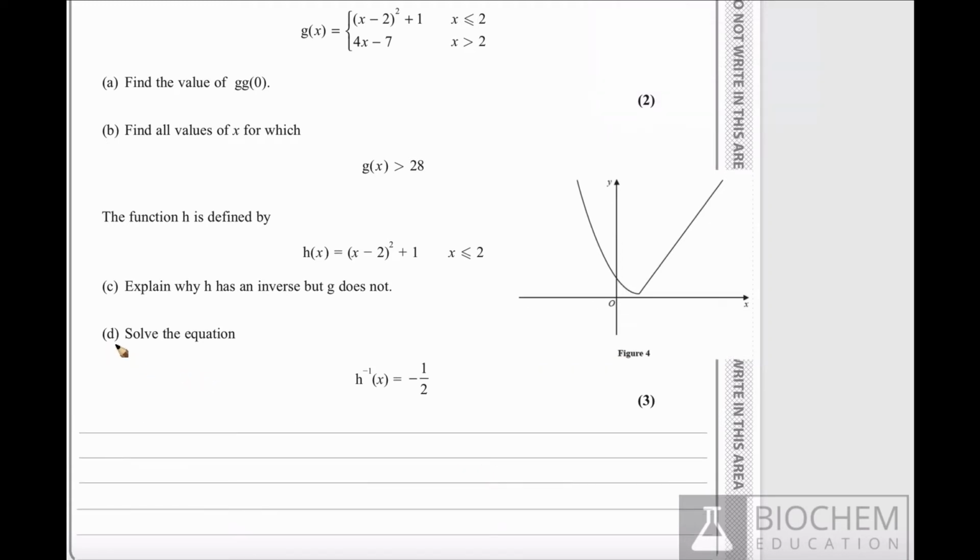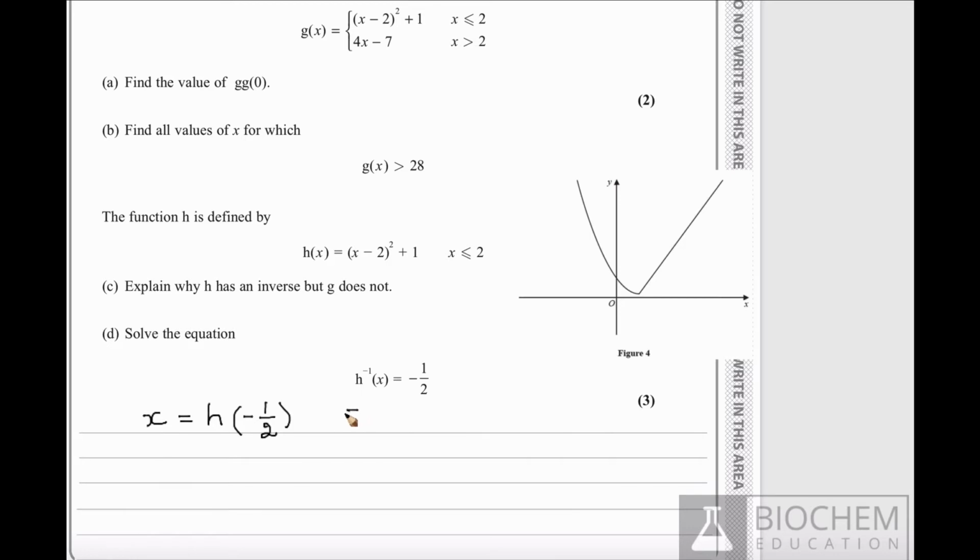Question 6, part D. Solve the equation h inverse of x equals 1 over 2. The h inverse on this side can be moved to the other side and can be written as h of negative half. So we can write this as x is equal to h of negative half. So we will input the value of negative half into this function and get an answer for x.